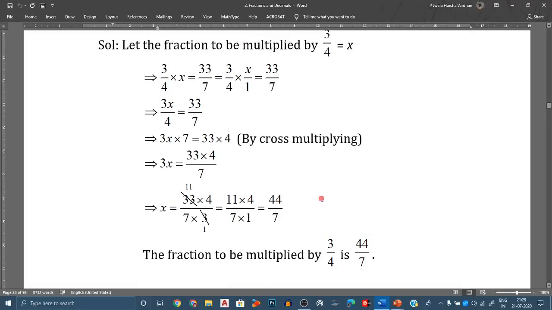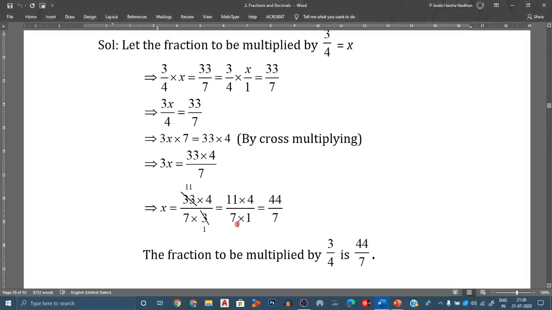You can check whether it is correct or not. Is 3 by 4 into 44 by 7 our answer or not? Check. 3 by 4 into 44 by 7: 4 divides 44 how many times? 11 times. So 3 11s are 33 by 7. This is equivalent to the right hand side value. So by multiplying 3 by 4 by 44 by 7, you will get 33 by 7. So this is the answer.